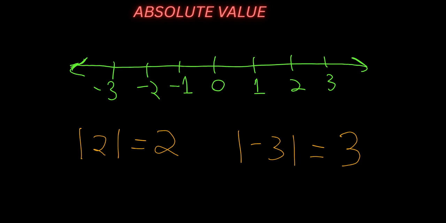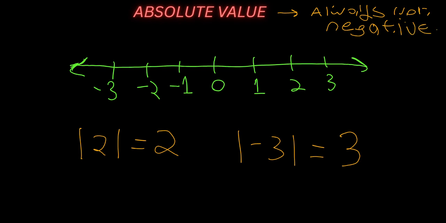All right, so an important rule about absolute values is that absolute value is always non-negative. Always non-negative. An absolute value will always be non-negative. So we're looking at the total distance from 0.